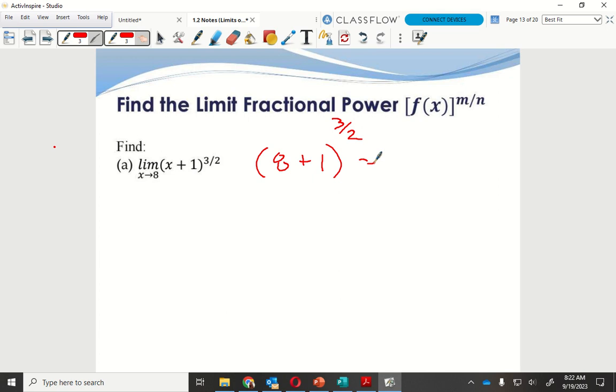So 8 plus 1 is 9. So it's asking for the square root of 9, which is 3. So it's now 3 to the third power, which is 27.